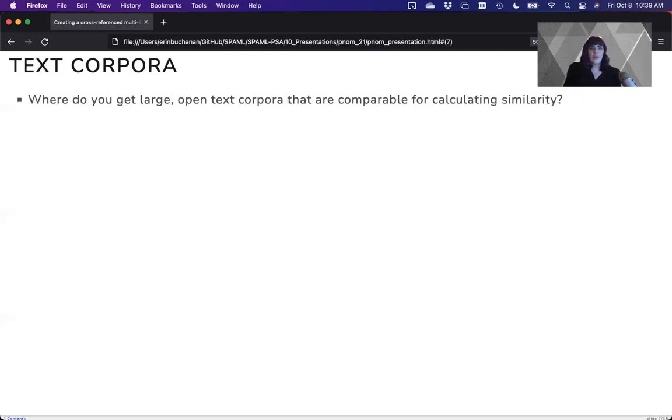All right, so where do we get a lot of text data in many languages that we can use to calculate similarity to create our semantic priming conditions?